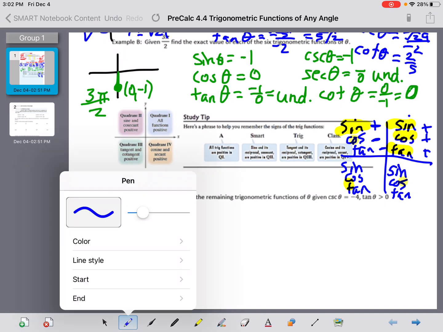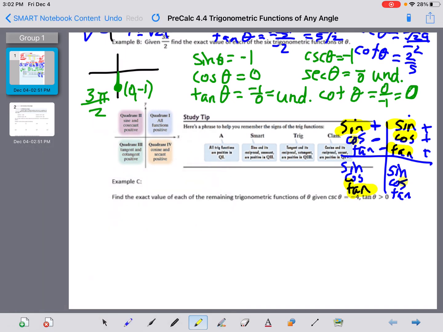The next one, so A smart, we're at trig. That goes to T. So the T is positive, the rest are negative. And then class. The class goes with cosine, so the cosine is positive and the rest are negative, okay? So if you think of A smart trig class, that's where you put the positives. All, sine, tangent, cosine. A smart trig class.